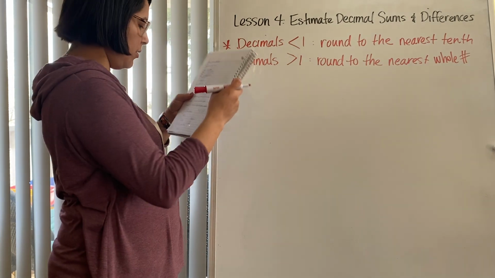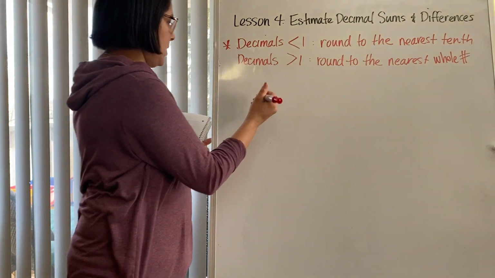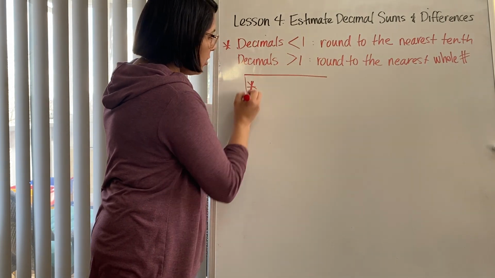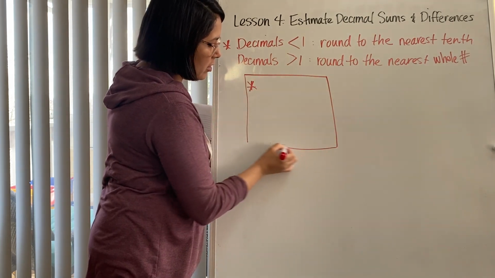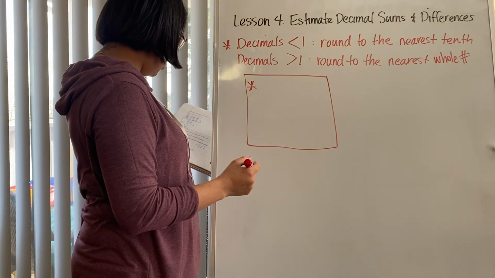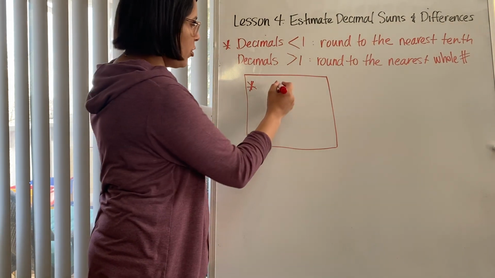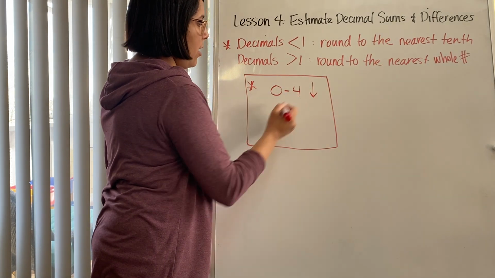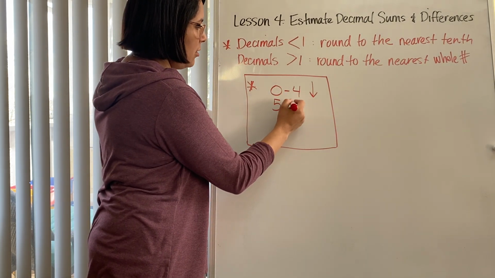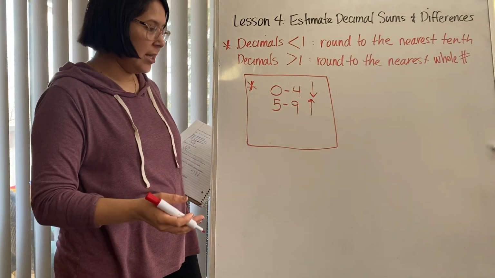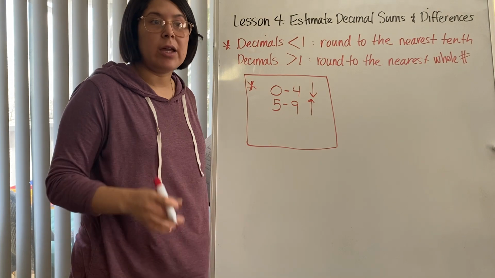All right, so let's start with one more key thing. I want you to actually put a box around it because it's very important and you'll recognize this. For any numbers 0 to 4, you're going to round down. 5 to 9, you're going to round up. And we've already talked about this. We did this in the beginning of the year, but I'm going to explain it really quick.